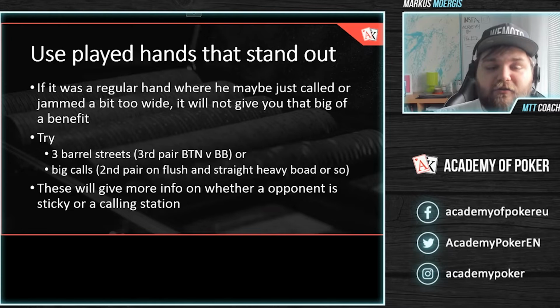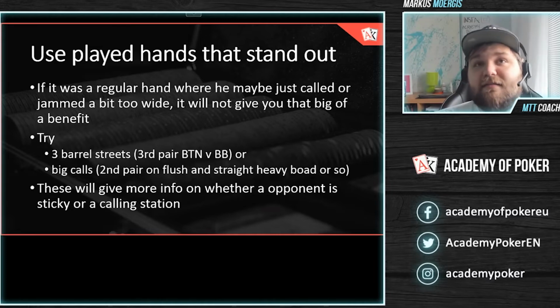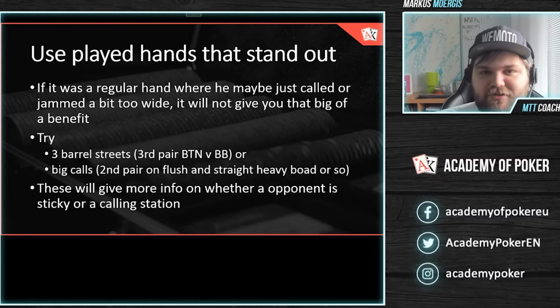And as I talked about this already, it's really good to use hands for notes that really stand out. So for example, if it's a regular hand and he should be jamming, let's say ace jack, and he jammed ace 10, or he should not be calling king queen, or he should start calling with king queen suited, but he called king jack suited. That's just slightly different.